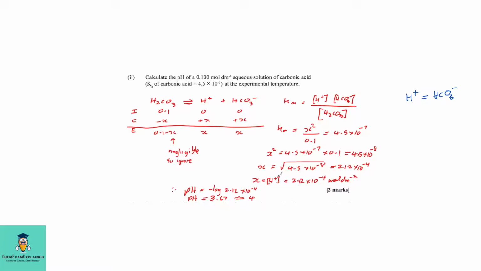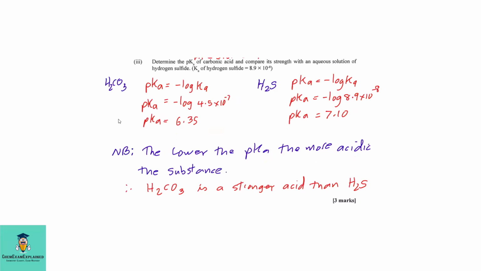Once we have the H+ concentration, we can now find the pH using pH equals minus log H+ concentration. So pH equals minus log 2.12 times 10 to the minus 4. pH is equal to 3.67, which is approximately 4.